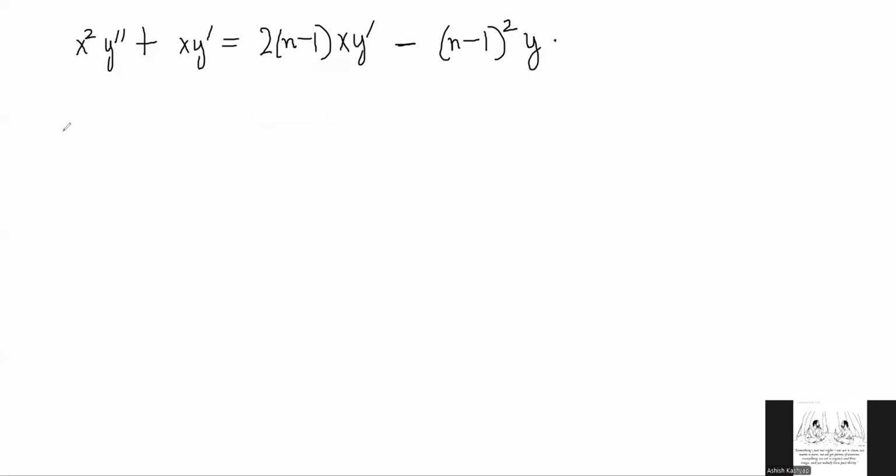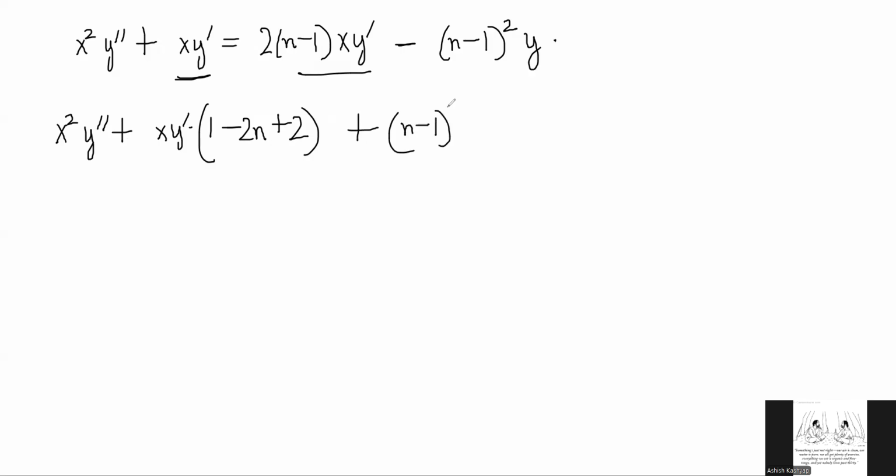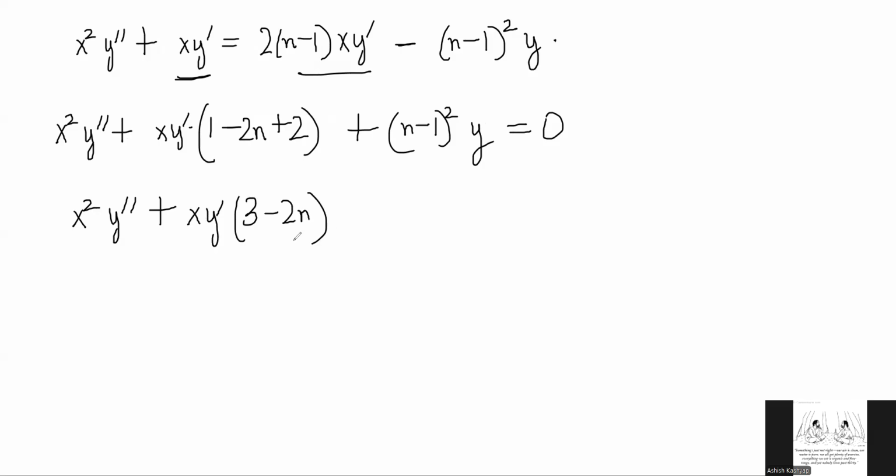Now bring everything to one side, x square y double dash plus xy dash, and I do minus 2n plus 2, that is after combining this term and this term, plus n minus 1 whole square y is equal to 0. So notice we are getting x square y double dash plus xy dash 3 minus 2n plus n minus 1 whole square y equals 0. And now this is in the form that we need.